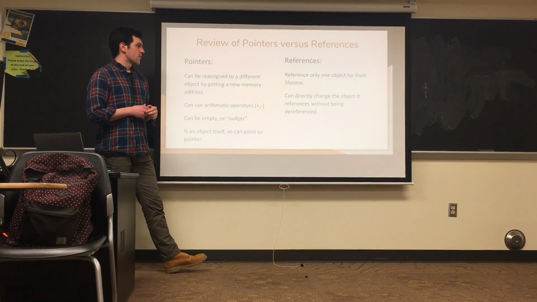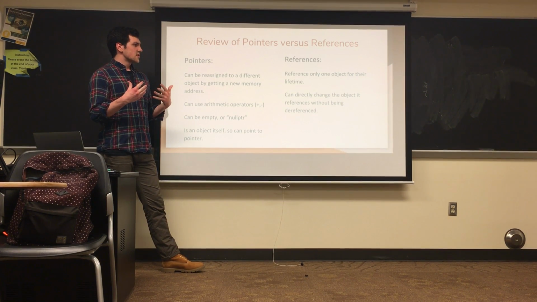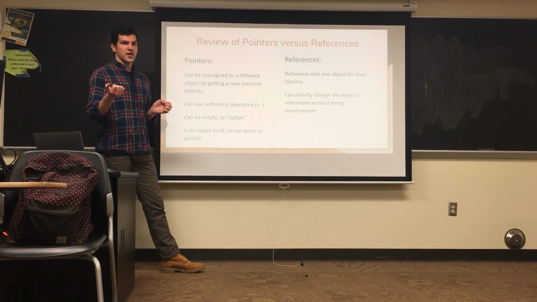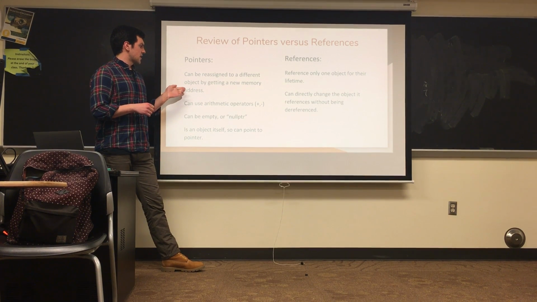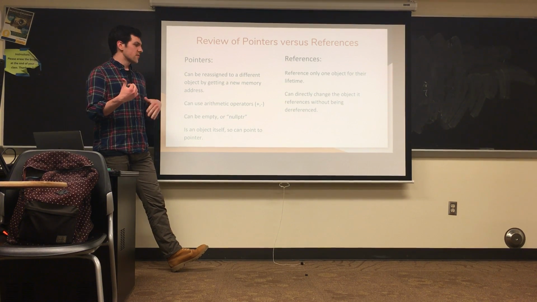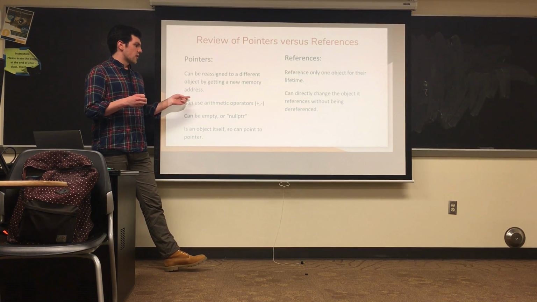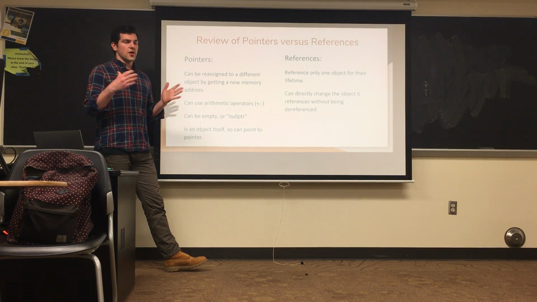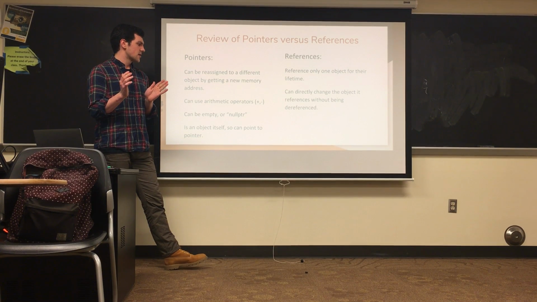So to wrap up, a review of pointers versus references. References, as we said before, are just alias variable names that go to that same memory location and can interact with an object. Pointers can do pretty much the same thing, except we can reassign them to different objects in memory, and we can also use arithmetic operators on them. So what this means is if we have continuous memory or objects next to each other, we could move between them with the ++ and the --.